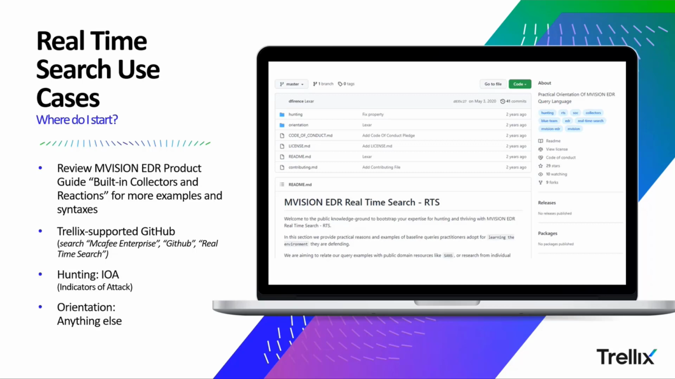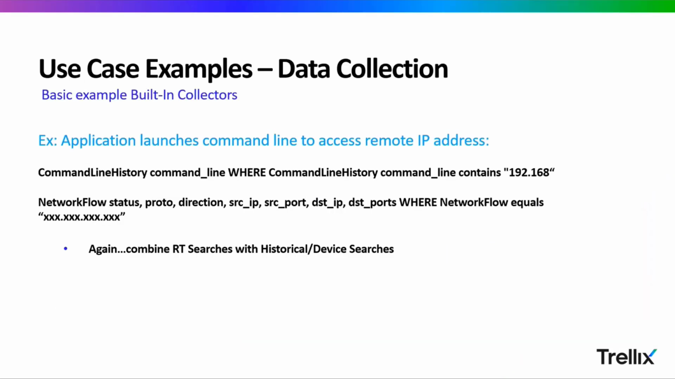In our first use case example, using real-time search, I simply want to take a look at what happens when an application launches command line that accesses a remote IP address. So maybe a script gets run, or maybe an attacker is trying to do some lateral movement in order to get out of your environment and do exfiltration, whatever the behavior is. First thing, obviously, I would look for command line history. It's an easy win.